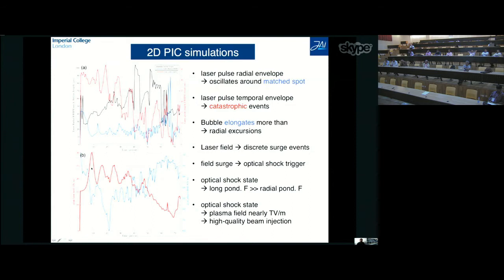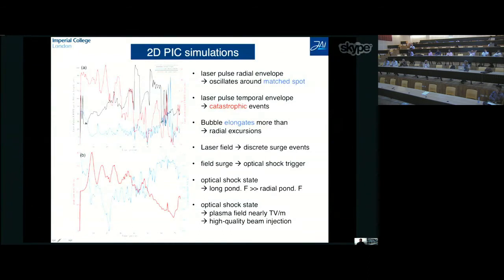And I would also like to mention that in figure B, we have plotted the laser field and the plasma field. And what you can see is that these behaviors are correlated. As the laser field rises close to a squeeze event, this is the laser waist undergoing a squeeze event, the laser field rises, and soon after there is a catastrophic event. Similarly, for each surge in the laser electric field, there is a corresponding catastrophic event. So these catastrophic events seem to be happening in correlation with the surge in the laser electric field.